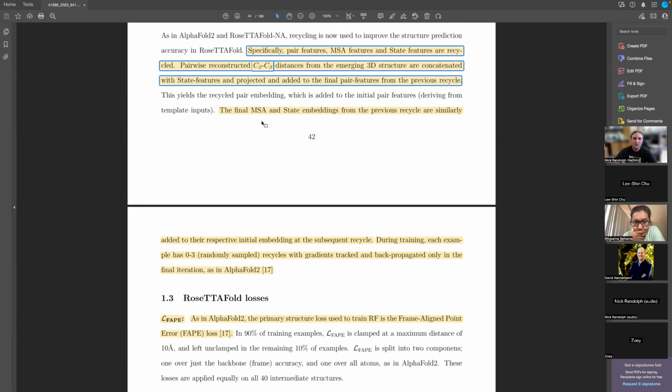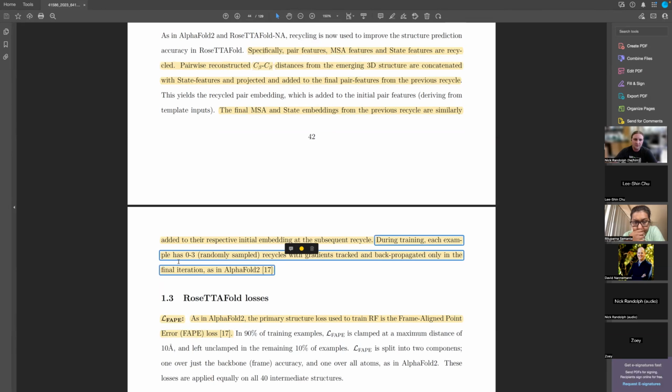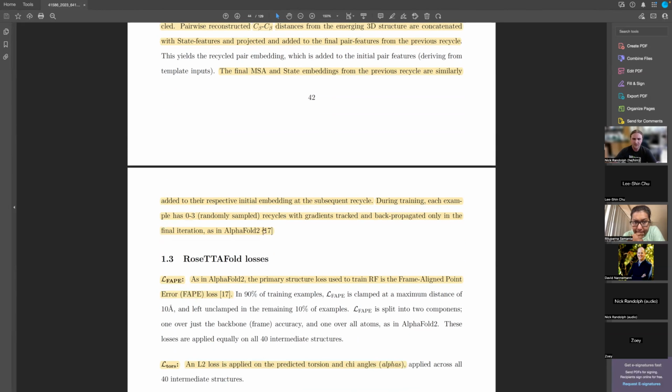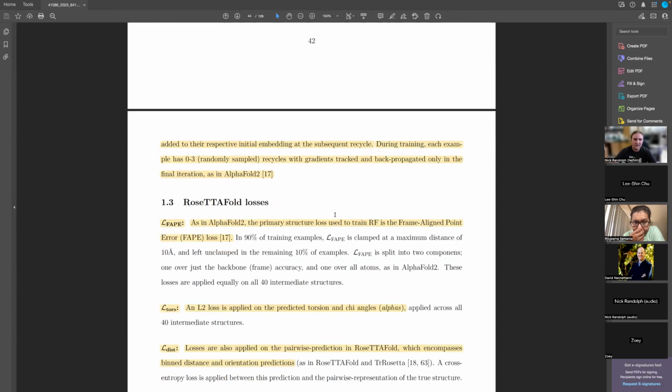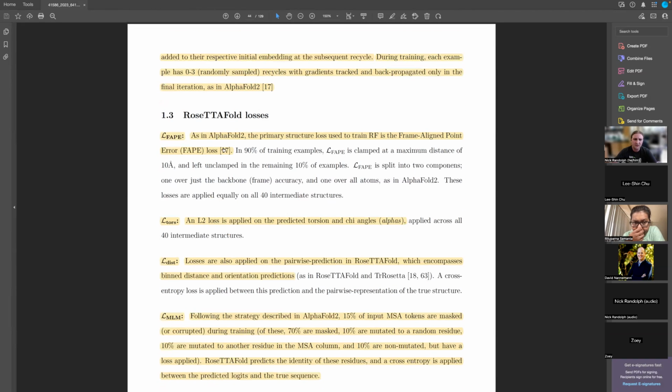And then we recycle a couple of times, and it's randomly sampled during training, and the gradients are only tracked and backpropagated through the final iteration. So that's a high-level overview of RoseTTAFold. They have a bunch of losses.